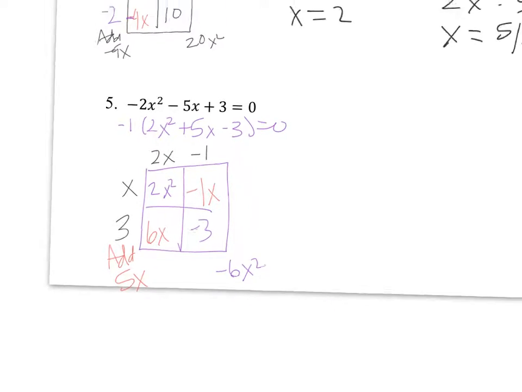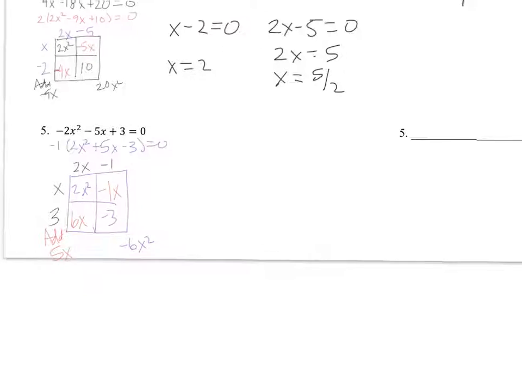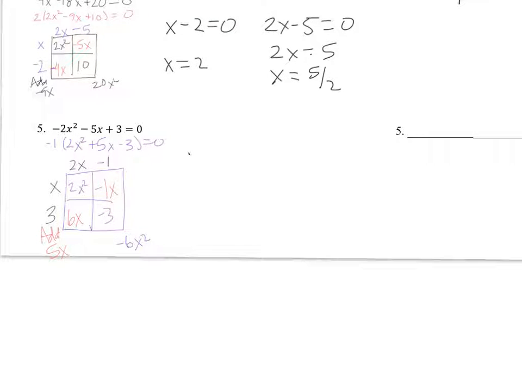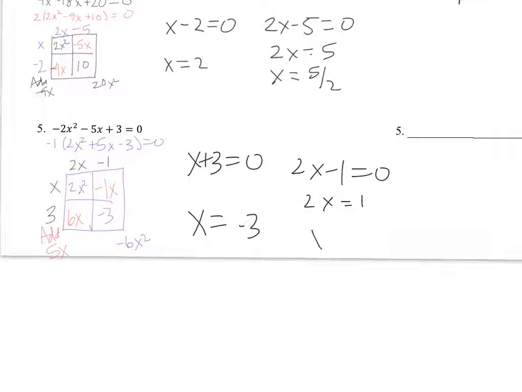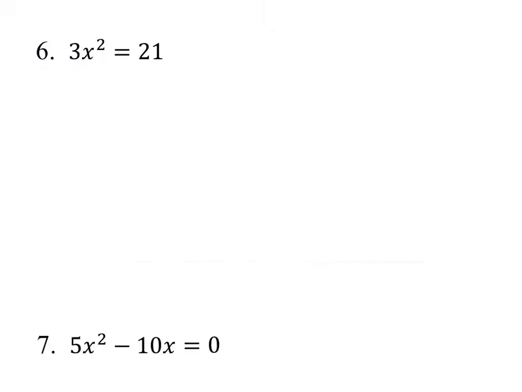So now I also have to solve that. So if I solve that, I have x plus 3 equals 0 and 2x minus 1 equals 0. So x is equal to negative 3. Add over the 1. x is equal to 1 half. So I have negative 3 and 1 half as my two answers.